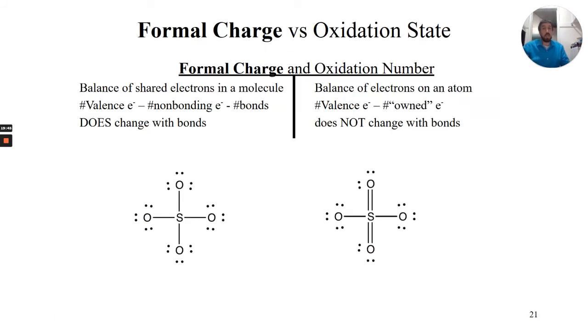Okay? Formal charge versus oxidation state, we'll address this just a little bit. Formal charge and oxidation state or oxidation number are different ways for accounting the electrons on each individual atom. Okay?